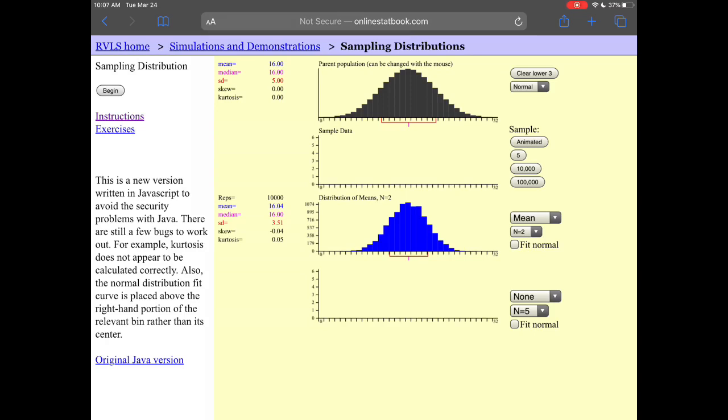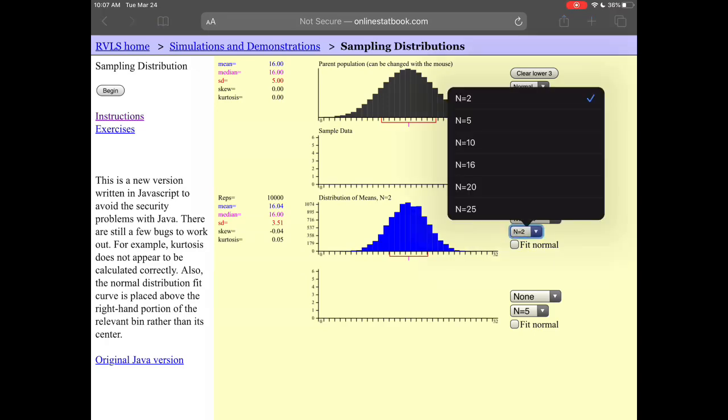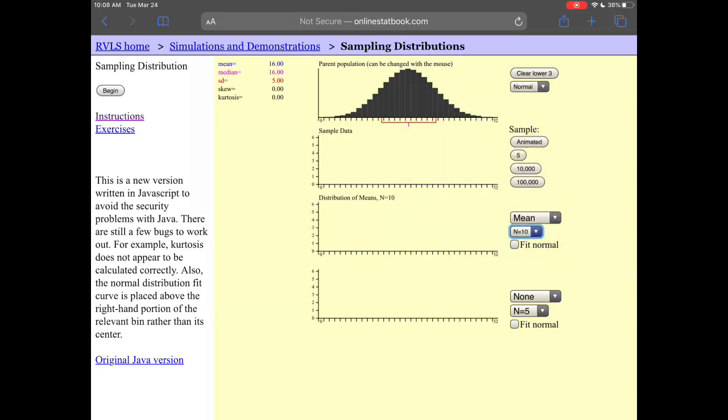And then again, we can also click on n equal 10, 10,000, and then n equal 25, clicking on 10,000. And what we're seeing here shouldn't be very surprising. So first of all, number 19, does the distribution of sample means appear normal? Again, if we just go back to n equal 2, we would definitely say yes, it appears to be approximately normal for number 19.